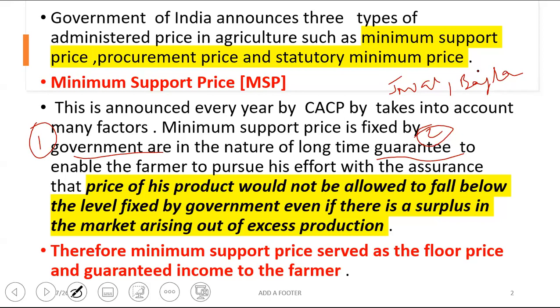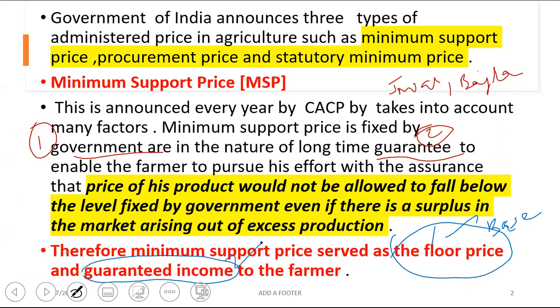Third is, what is the advantage of the minimum support price? Suppose that after the harvest, the market price is below the minimum support price, then government will buy the product from the farmer at the minimum support price. That means farmer is assured about the rate of return. Therefore, minimum support price serves as the floor price. Floor means base price, and it is providing guaranteed income to the farmer.